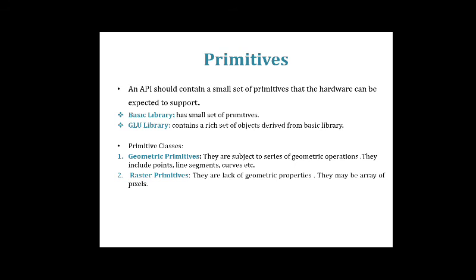Okay, and again there are two classes of these primitives: geometric primitives and raster primitives. So what are geometric primitives? They are subject to a series of geometric operations. Okay, means there is a series of operations, and they include points, line segments and curves. And one more is the raster primitive. Here it is the opposite of a geometric primitive: it does not consist of any object like a point or a line segment or curves or polygons, etc., but it may be simply an array structure. Okay, that is called a raster primitive.